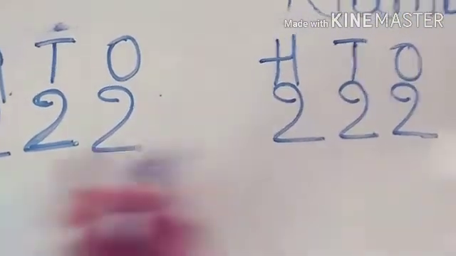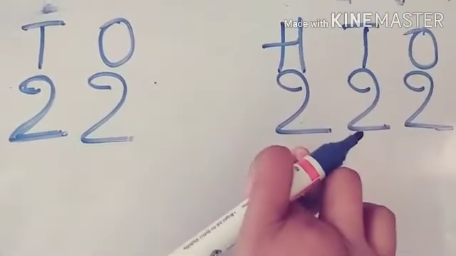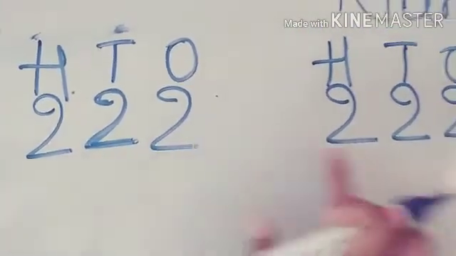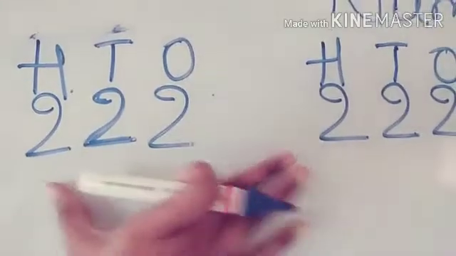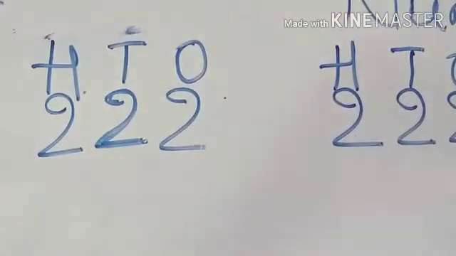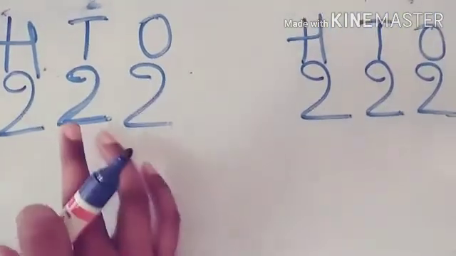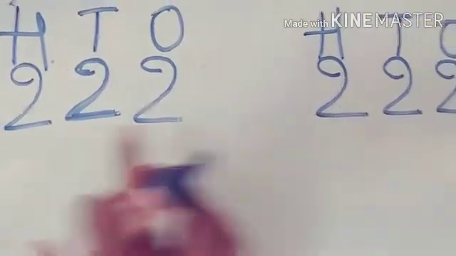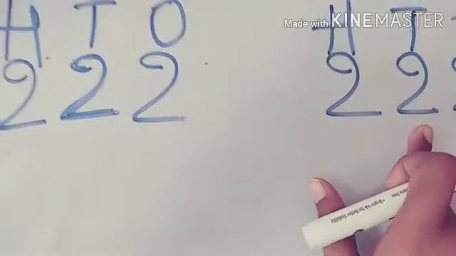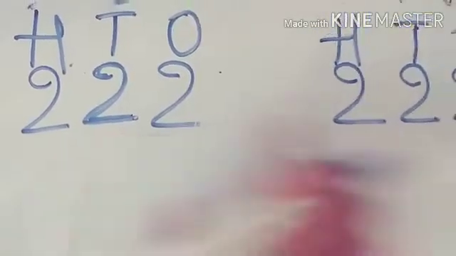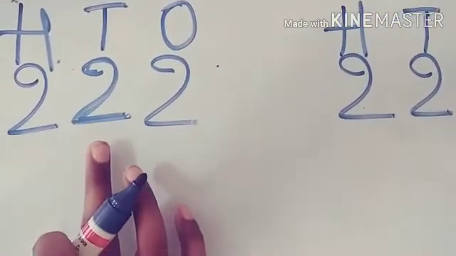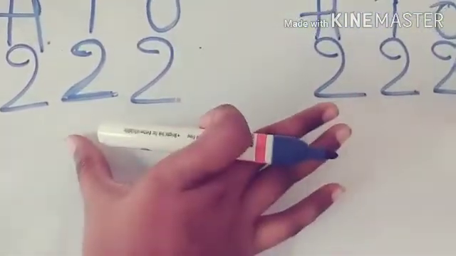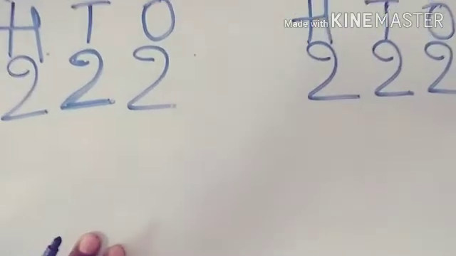Students, the numbers at hundreds place are same. Here it is 2 and here it is also 2. Both numbers are same at hundreds place. Okay, now look at the numbers at tens place. See children, at tens place the numbers are also same. Here it is also 2 and here is also 2. Both numbers in tens place also same.